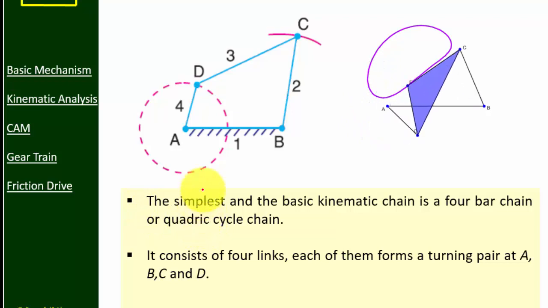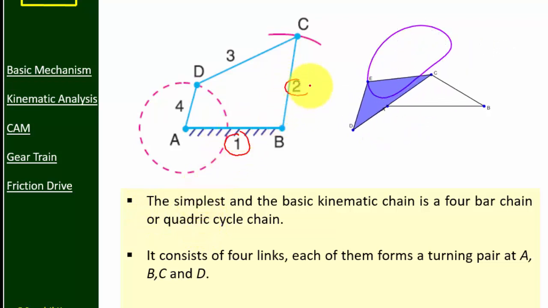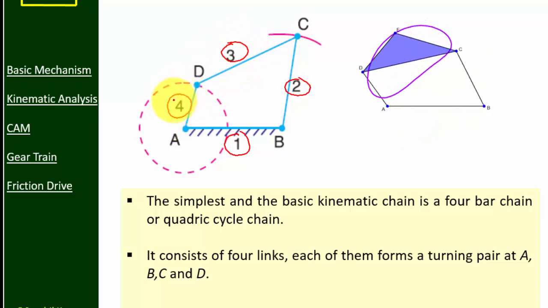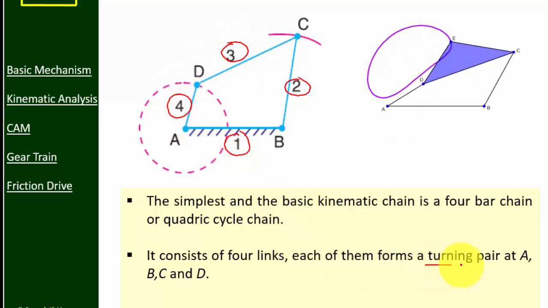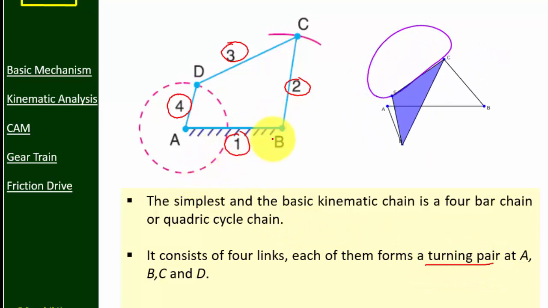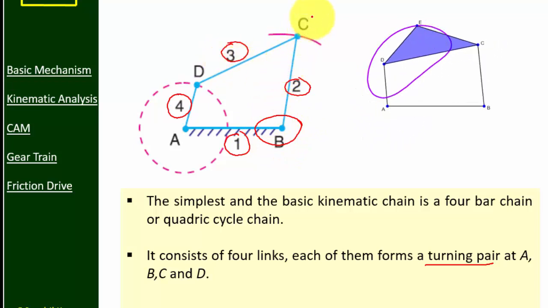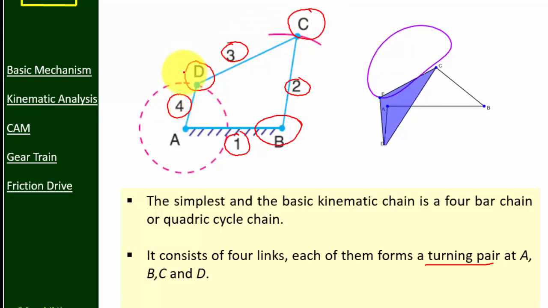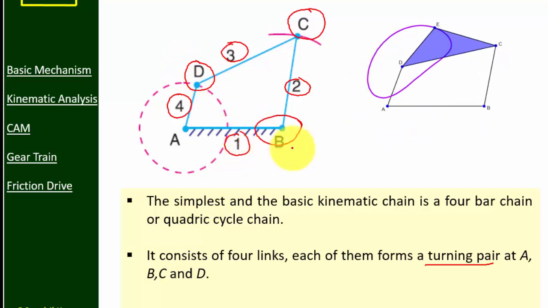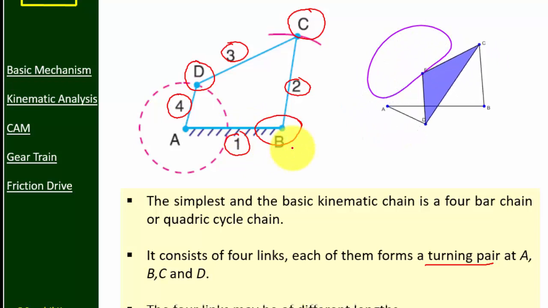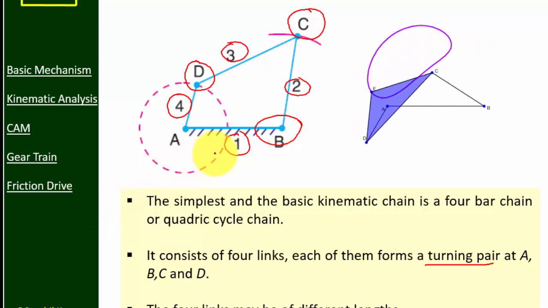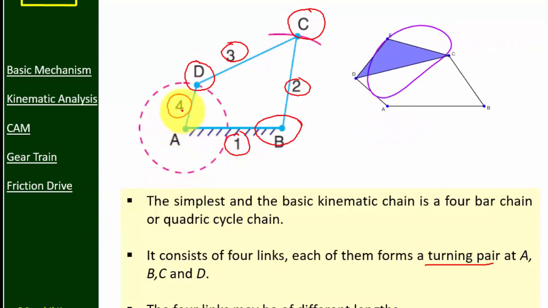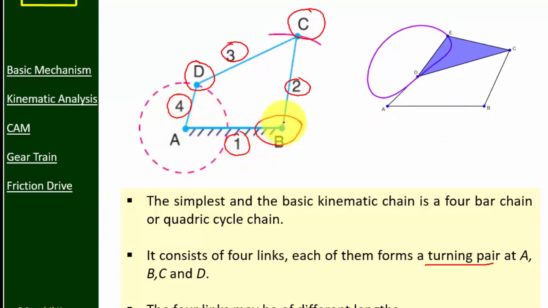It consists of 4 links, namely 1, 2, 3 and 4. Each of them forms a turning pair. For example, 1 and 2 form a turning pair at point B. 2 and 3 form a turning pair at point C. Similarly, 3 and 4 form a turning pair at D. So a 4-bar mechanism consists of 4 links in which each link forms a turning pair. The 4 links may be of different lengths. See here the length of link 4 is smallest compared to the length of the remaining links.